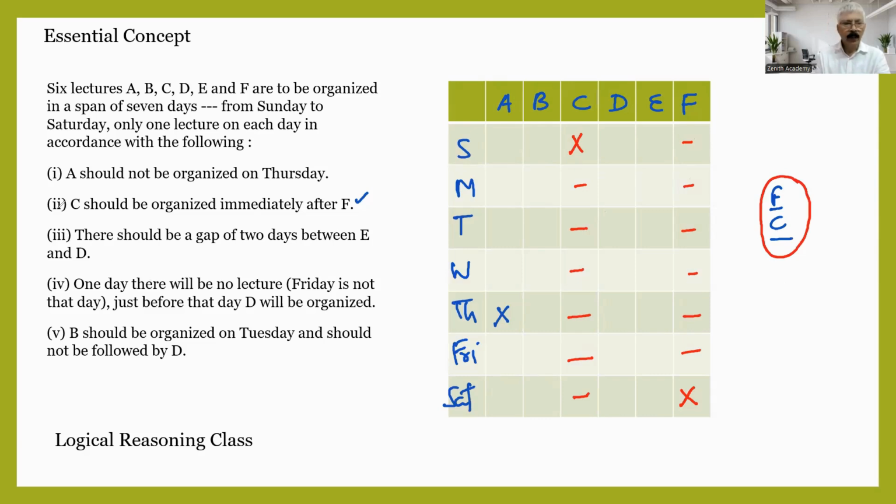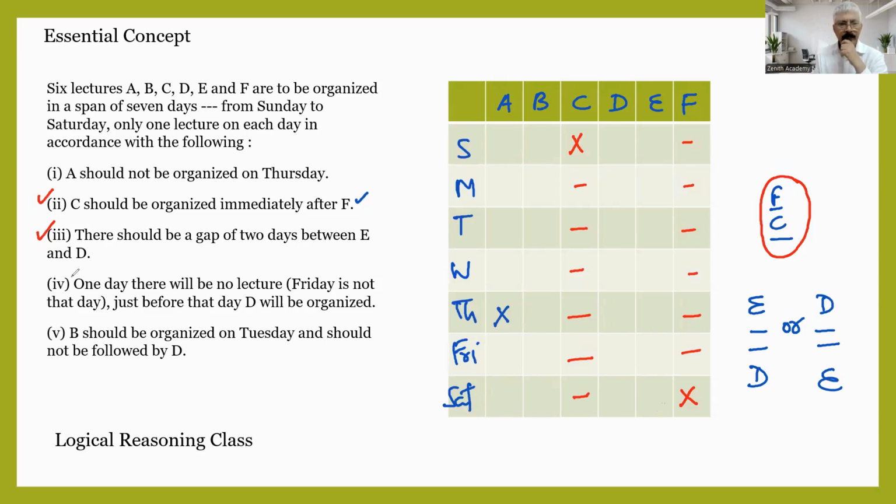Okay. Now take point number 3. There should be a gap of 2 days between E and D lecture. So if lecture E is here, then after 2 lectures, D. Or first D, then 2 days later E. Because order is not given here. First E, then D, or first D, then E, it is not given. So these are the 2 possibilities.